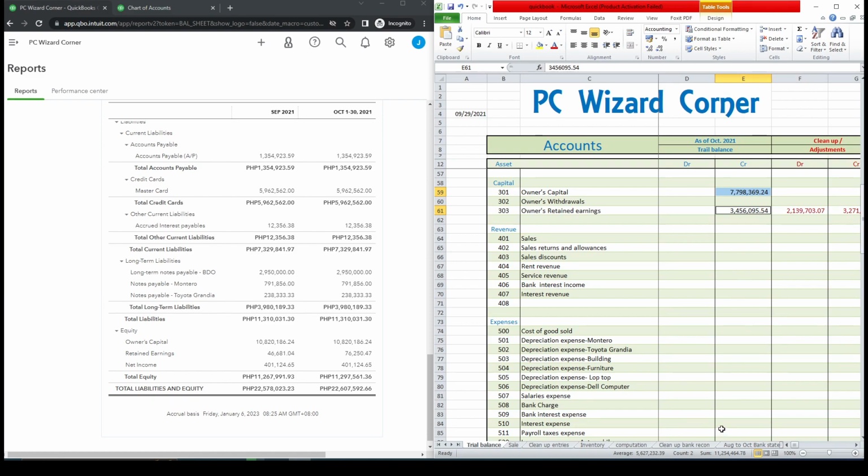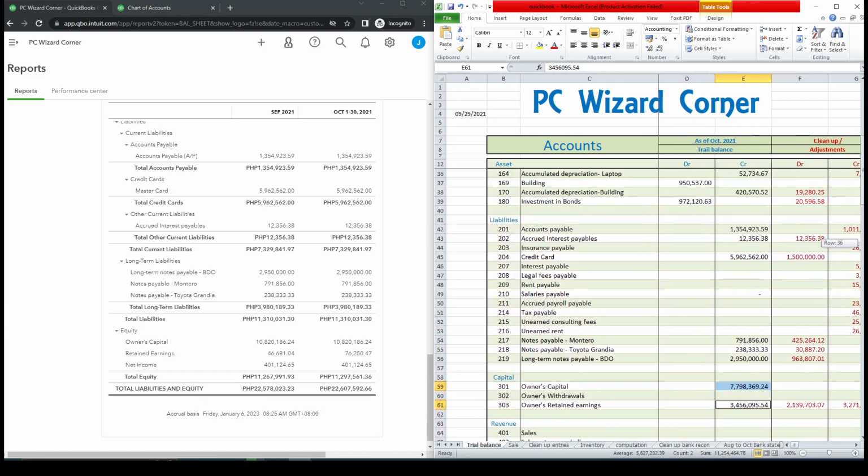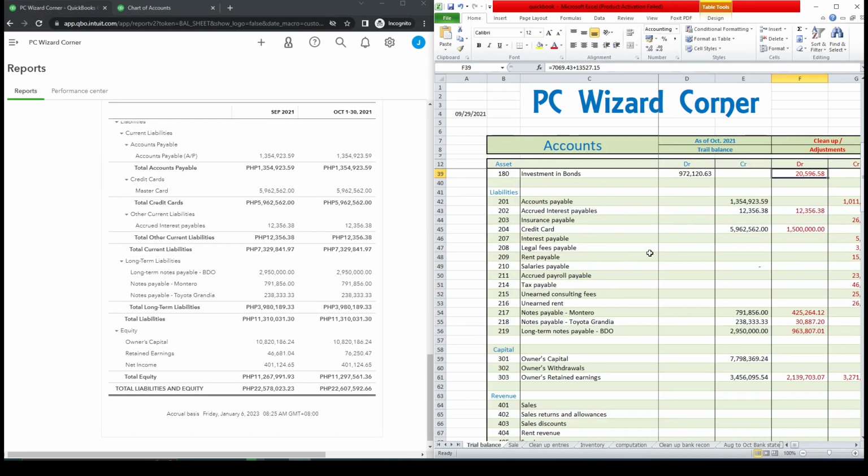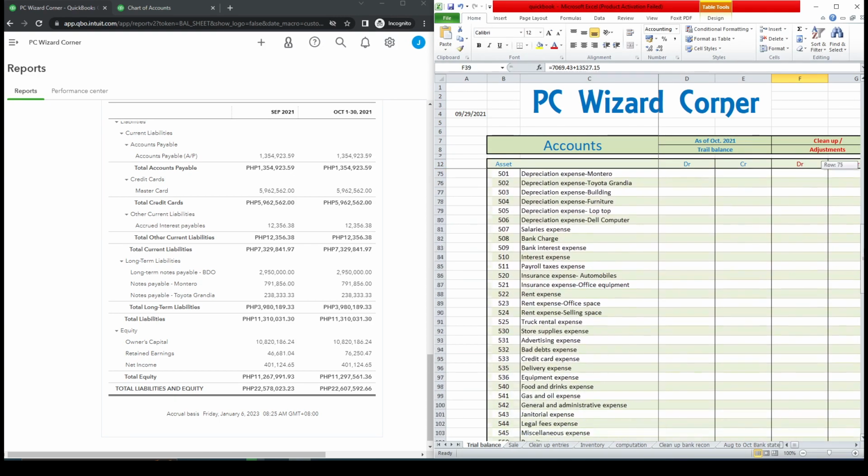Here in the trial balance it is 11,254,000, while here in QuickBooks it's 11,264,000. This is because we already made the adjusting entry for the investment in bond. The difference is this one, 13,527. Let's copy this one, paste it here, and paste it here.